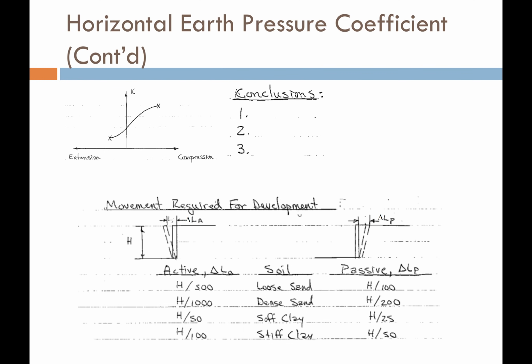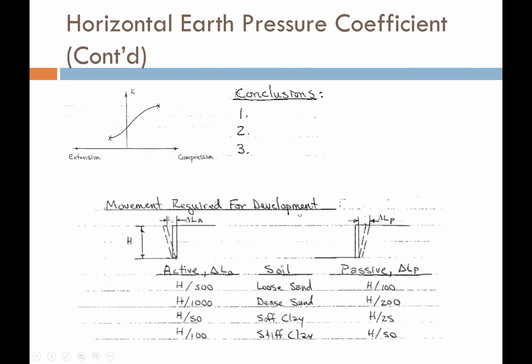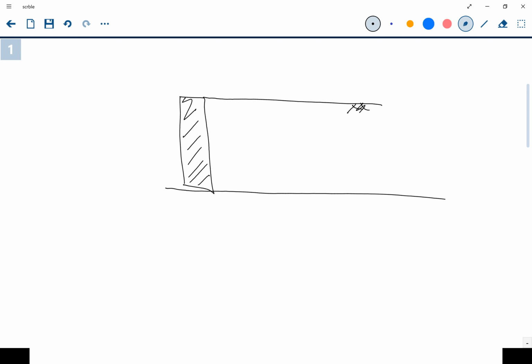A couple of things though. Let's set up an experiment. So I have my retaining wall. I have my ground surface above and below the retaining wall. And let's say that I had a very special sensor right behind the wall, and that sensor could measure the horizontal pressure that was felt between the soil and the wall.